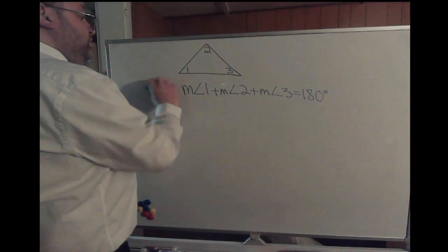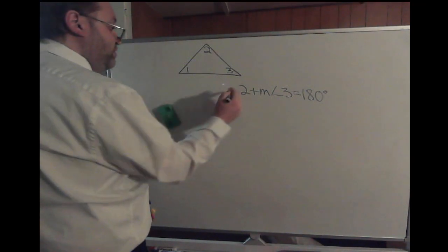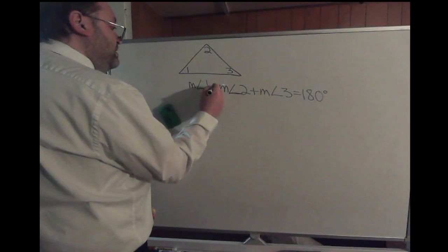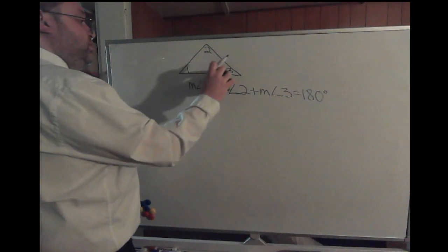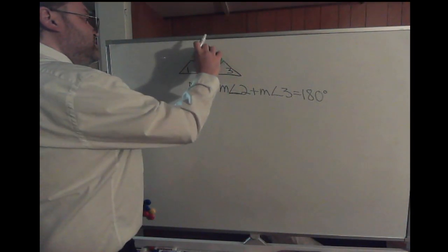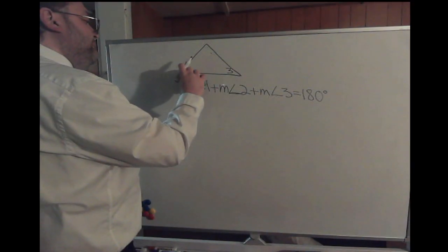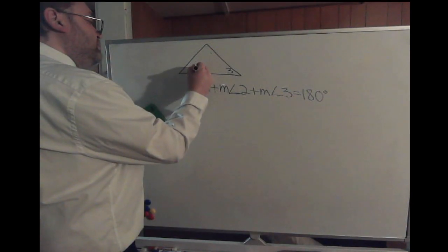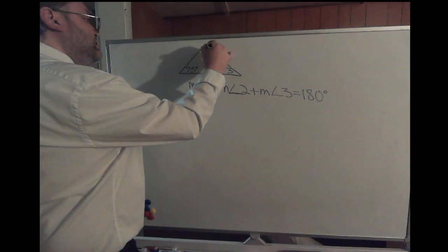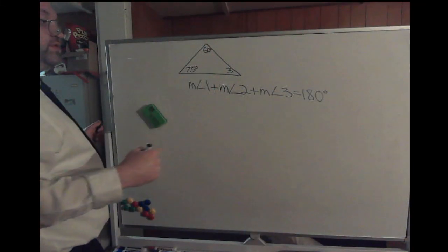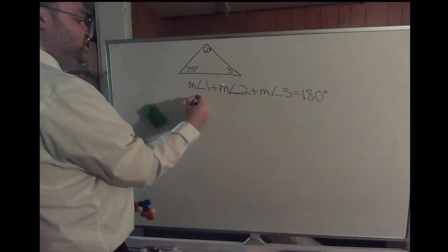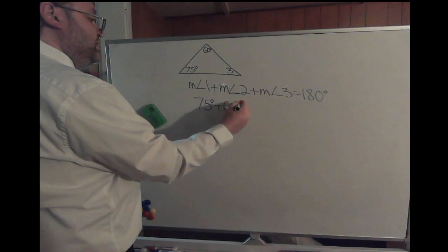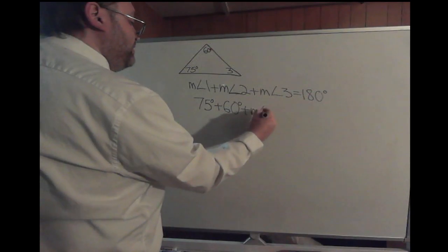So let's see here. Let's leave that formula up. I did not mean to erase that. So let's say we know the first two angles, right? Let's say we have an angle of 75. The other one is 60. We don't know the measure of the third angle. So the measure of angle 1 is 75 degrees. The measure of angle 2 is 60 degrees. But we don't know the measure of angle 3.